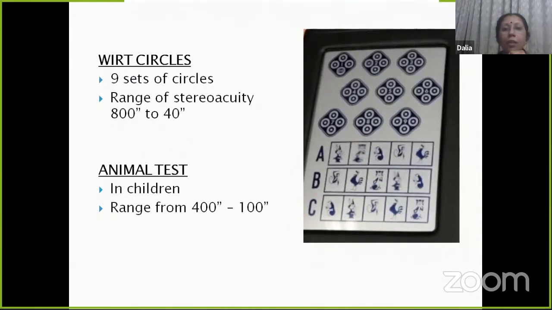This ranges from 800 here to the last test plate, which will be 40 seconds of an arc. Suppose one patient is telling that he can identify the circles projecting out up to the fifth one, that means his stereo acuity is 100 seconds of an arc. In children, you can use the lower one, which is the animal test. You ask the child to touch the animal which is projecting towards him, and depending upon that, the range of stereo acuity from 400 to 100 seconds of an arc can be found out.